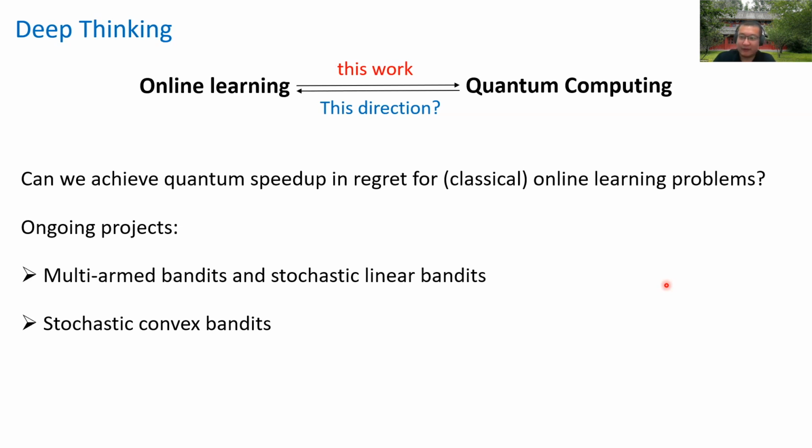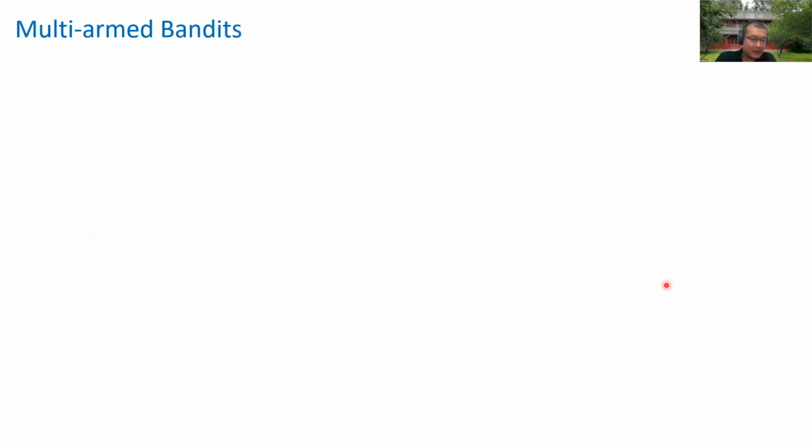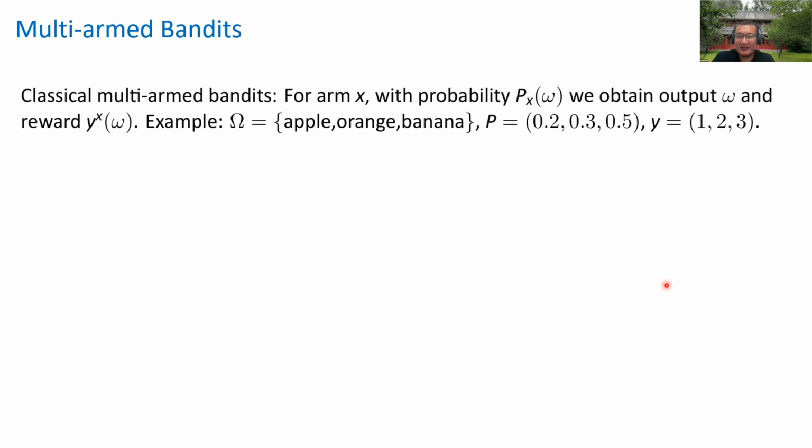Especially for bandit problems, like multi-armed bandits, stochastic linear bandits, and stochastic convex bandits, we can give good quantum algorithms. Due to the time limitation, let me very briefly mention this. So what is the bandit problem?